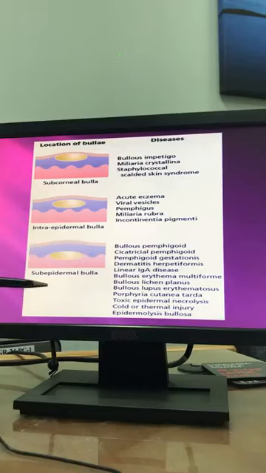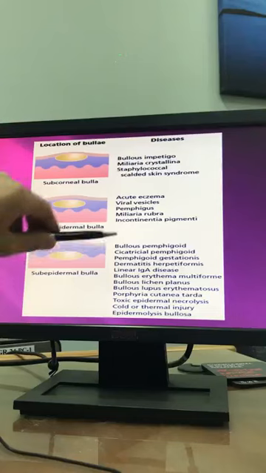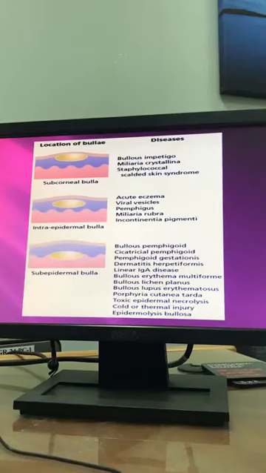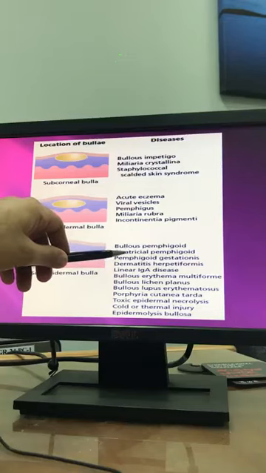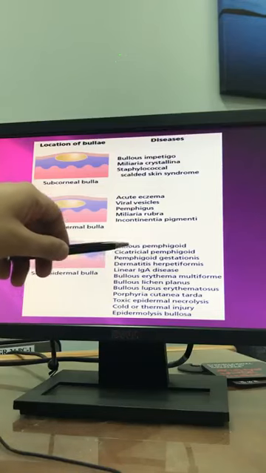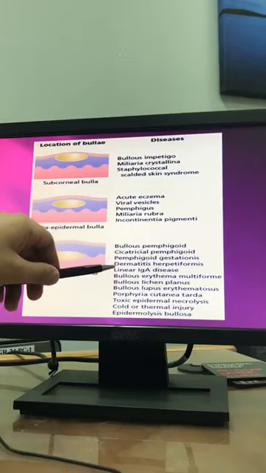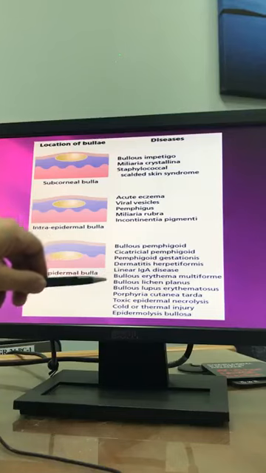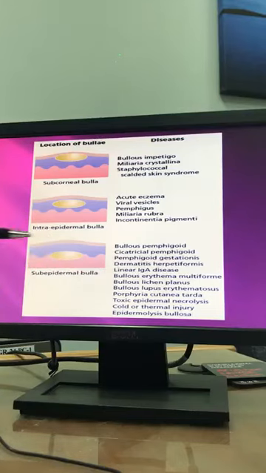in the dermis. We call it a subepidermal bulla, and this is the list of the possible causes of the subepidermal bulla, including bullous pemphigoid, cicatricial pemphigoid, pemphigoid gestationis, dermatitis herpetiformis, linear IgA, and toxic epidermal necrolysis, etc.